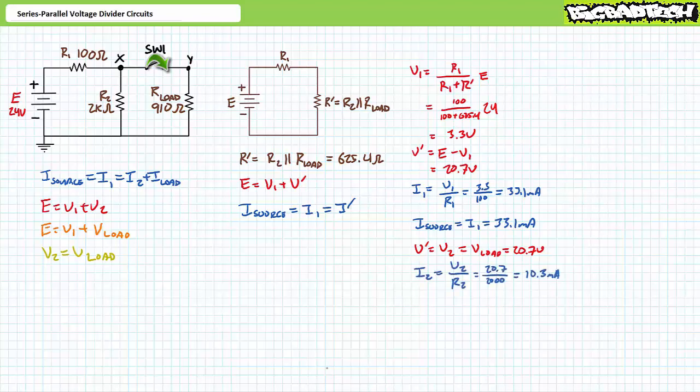An application of Ohm's law demonstrates that I2 is 10.3 milliamperes. Similarly, another application of Ohm's law demonstrates that current through the load resistor is 22.7 milliamperes. As a means of checking our work, I2 plus I load equals 33.1 milliamperes. In the closed state, the 0 ohm switch experiences a 0 volt differential. As such, Vx with respect to Y will be 0 volts.